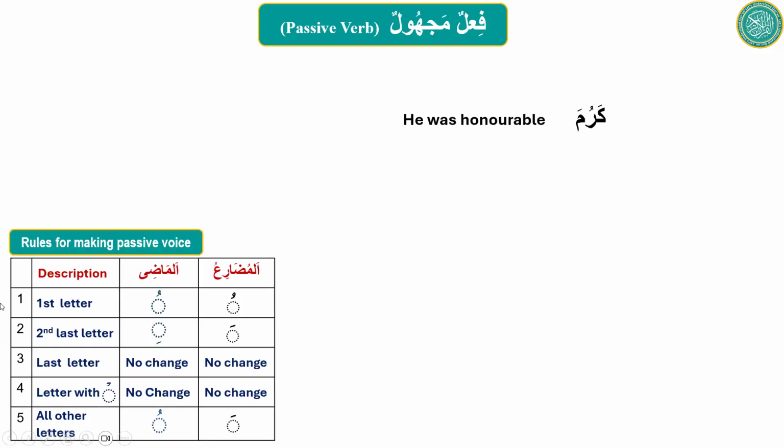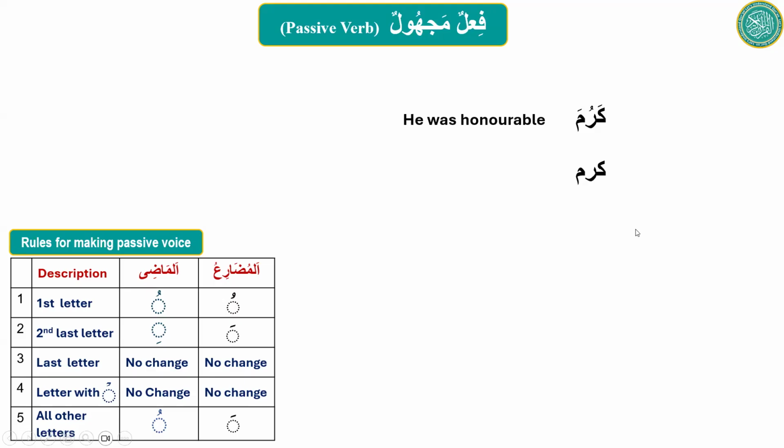Okay, let's do some more. Karuma. Everybody knows this word. Karuma was the last chapter in the first six chapters. Karuma yakrumu, dhamma pattern. So this is madi, right? First word, madi. Let's change that to passive voice, to fail majhul. I have a blank. Who wants to do it? Nobody wants to do it?